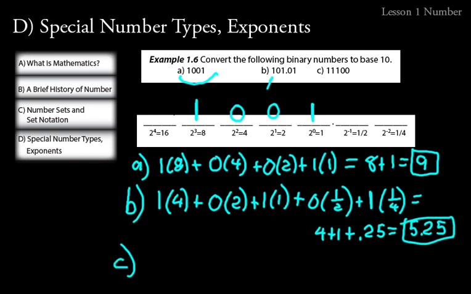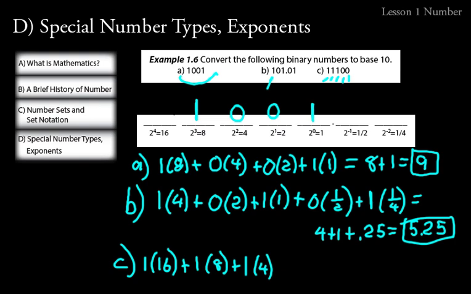C. Maybe pause the lecture, see if you can do this one on your own. We'd have 1, 1, 1, 0, 0. So we have 2 to the 0, 1, 2, 3. 2 to the 4th will be our biggest place there. So we'd have a 1 times 16. That's on, plus 1 times 8, plus a 1 times 4. And the rest are off.